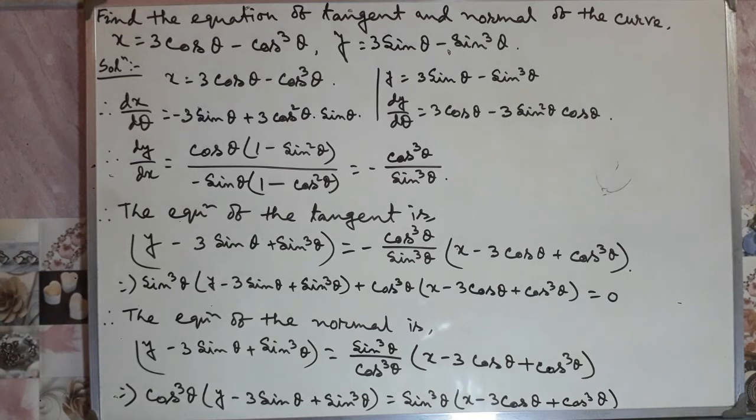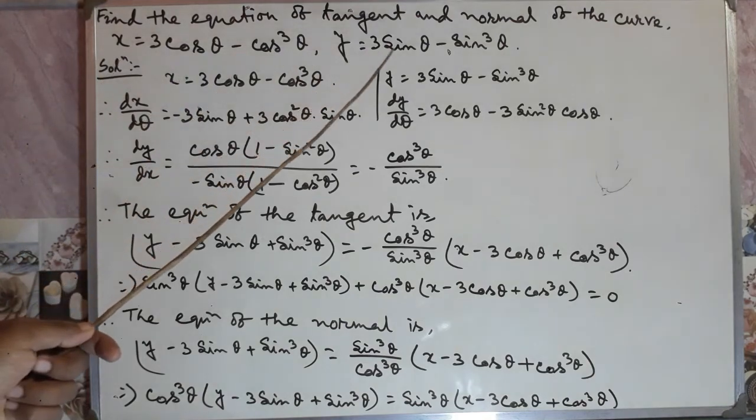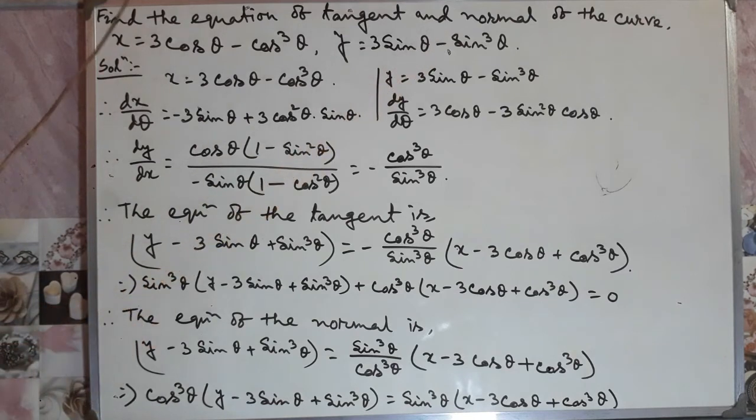Next sum, find the equation of the tangent and normal of the curve x = 3cosθ − cos³θ, y = 3sinθ − sin³θ. That is, the equation is given in parametric form. So, differentiating x with respect to theta, we will get dx/dθ, and similarly we will get dy/dθ. Now, dy/dx, that is dy/dθ into dθ/dx, we will get this value.